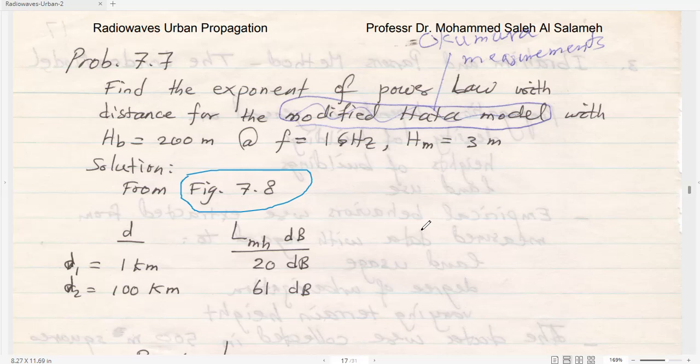What is the meaning of exponent of power law with distance? The loss is proportional to 1 over d to the power n. L is the loss, and d is the distance between the transmitter and receiver. n is the exponent of power law. This is n, which we want to find. So we go back to the curve, the 7.8 curve.